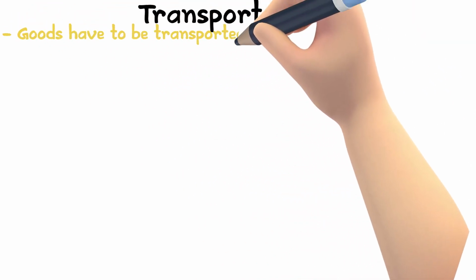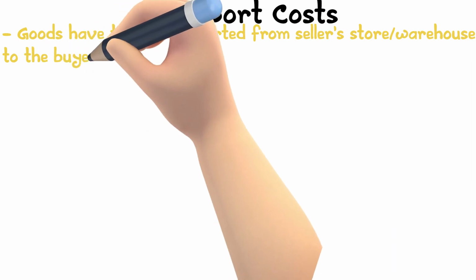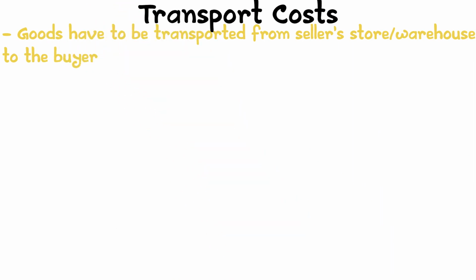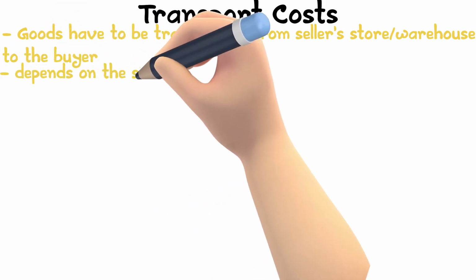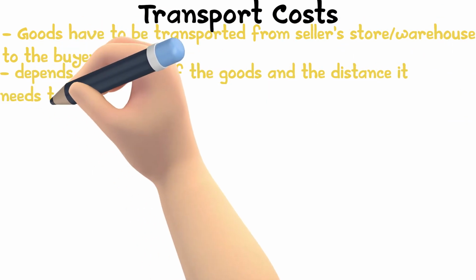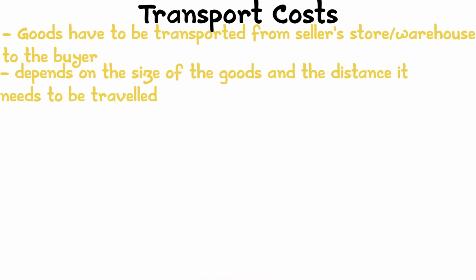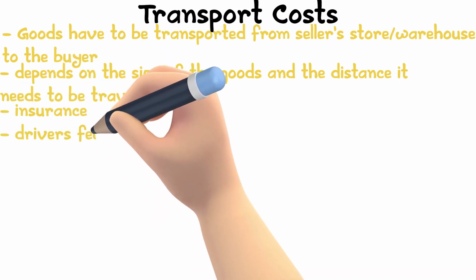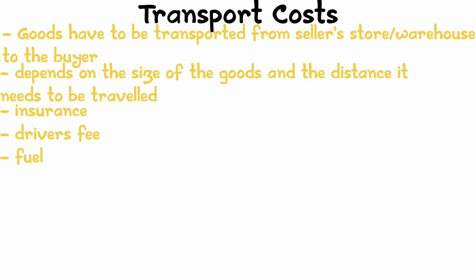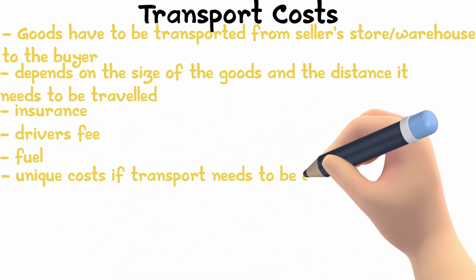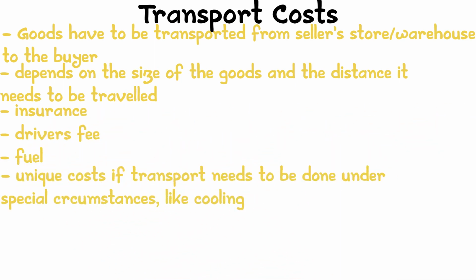Transport costs. Goods have to be transported from the seller's store or warehouse to the buyer. Usually the buyers have to meet the cost of transport. Sometimes the sellers might offer free delivery. The transport cost depends on the size of the goods and the distance it needs to be traveled. The bigger the goods and the longer the distance, the higher the value. Transport costs also include insurance, driver's fee, and fuel. Unique costs will apply if transport needs to be done under special circumstances, like with cooling.